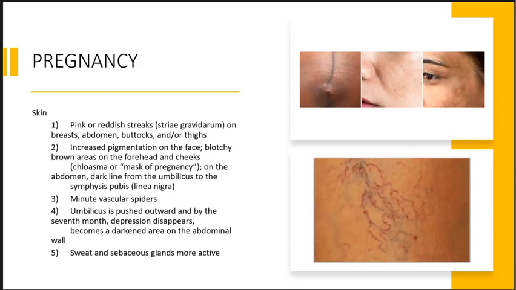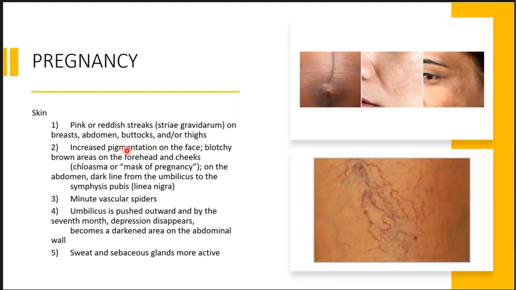On the skin, we would notice pink or reddish streaks, which we refer to as the striae gravidarum. You will notice these pink or reddish streaks on the breast. You will see them on the abdomen, on the buttocks, or the thighs. These are as a result of fat deposits that are causing the skin to stretch. So you're going to see that on the breast, on the abdomen, on the buttocks, and the thighs.